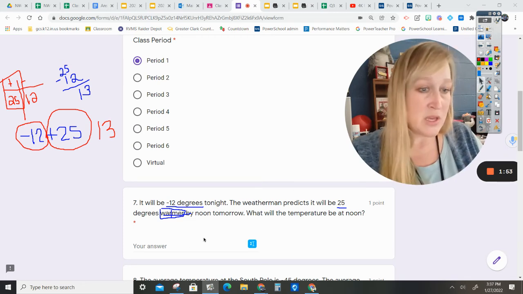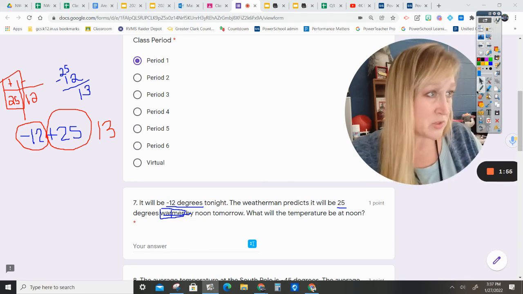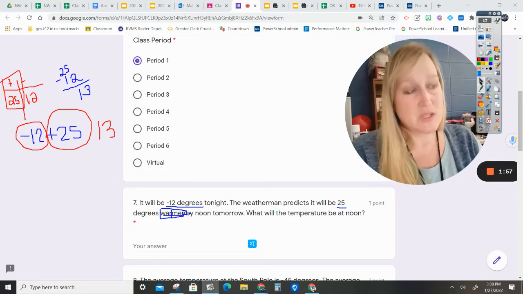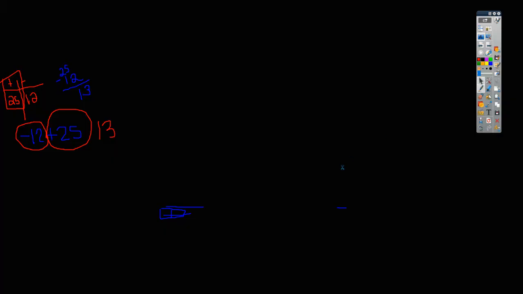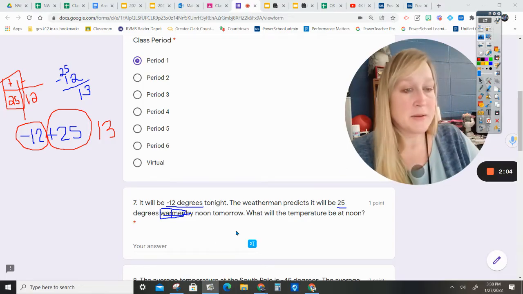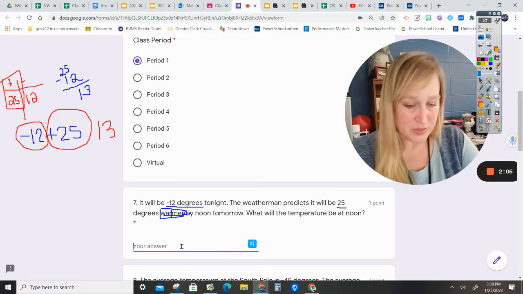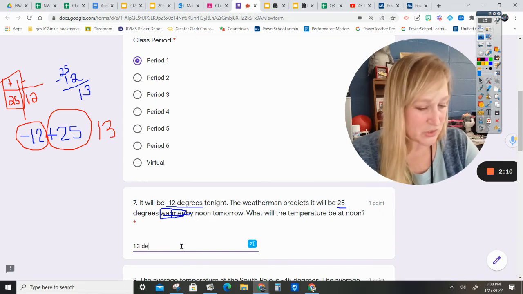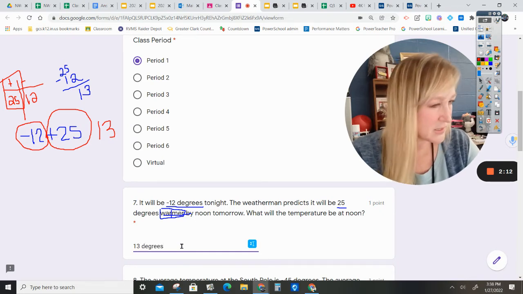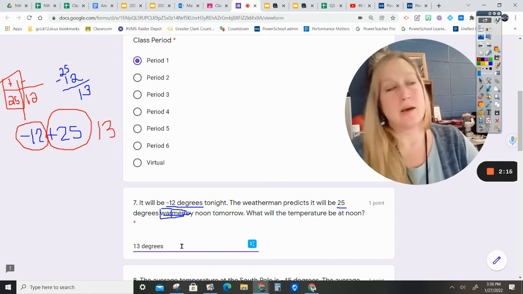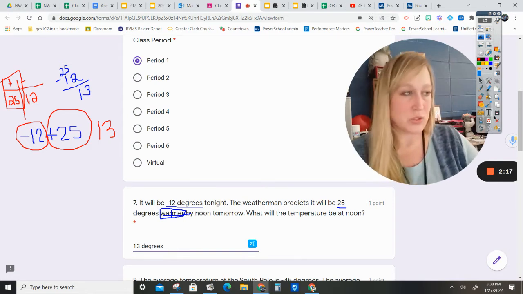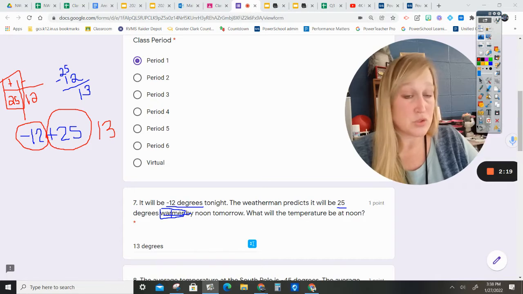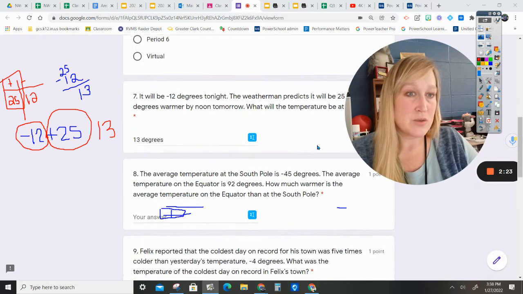So you will type in or write on your paper, whichever one you're doing at this particular moment in time. If my computer will let me, I'm so sorry. You're going to put 13. You could probably put degrees. I think that's okay. But as long as your numbers match, we're good. But word problems usually want words to go with it. So we're going to continue on.